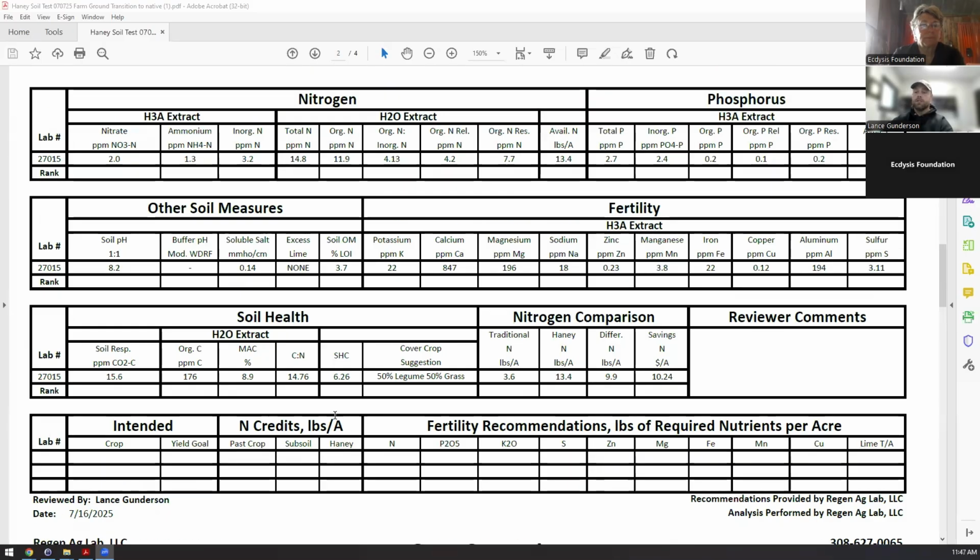Soil health score 6.26. Okay, that's below 7. It's relatively low. I know my respiration is going to be low, 15.6. I've got a little bit less carbon here, but my percent MAC is really low at 8.9. So it's not lack of food that's causing that to be low. Something else. I immediately jump up to soil pH, 8.2. That's where I'm going to hang my hat.